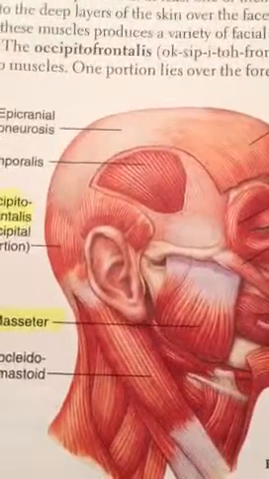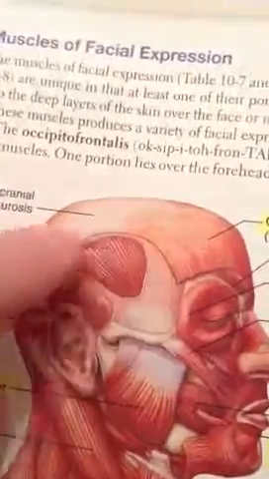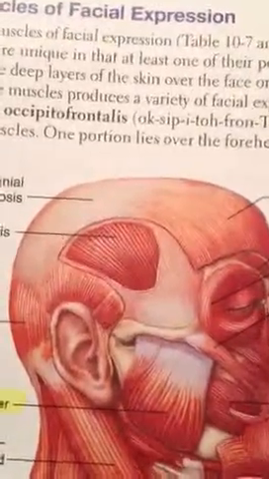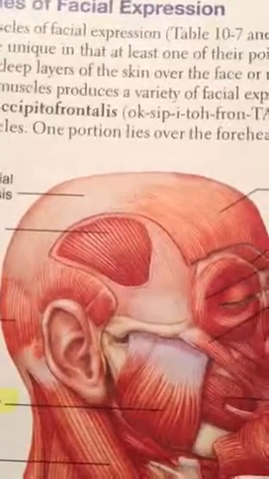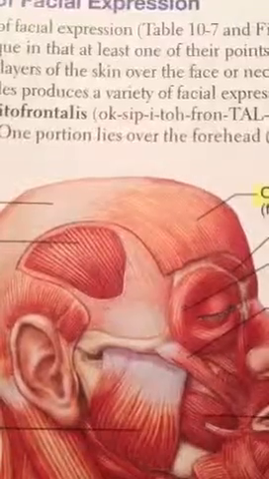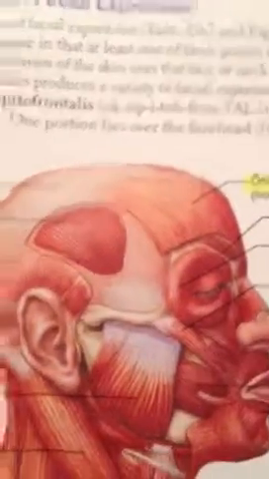And we have temporalis. Temporalis origin is temporal bone, and insertion is mandible, and it also closes the jaw.